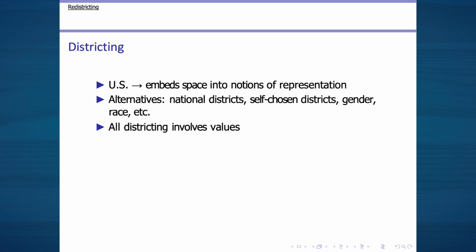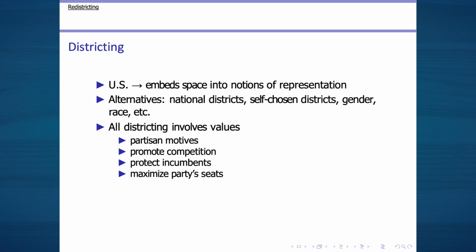degree fell apart on the question of, okay, what criteria are we going to use? What values are we going to use? We could use partisan motives. We could want to promote competition. We could want to protect incumbents. We could want to maximize a given party's seats. And we could try to maximize a party's seats given a favorable environment.